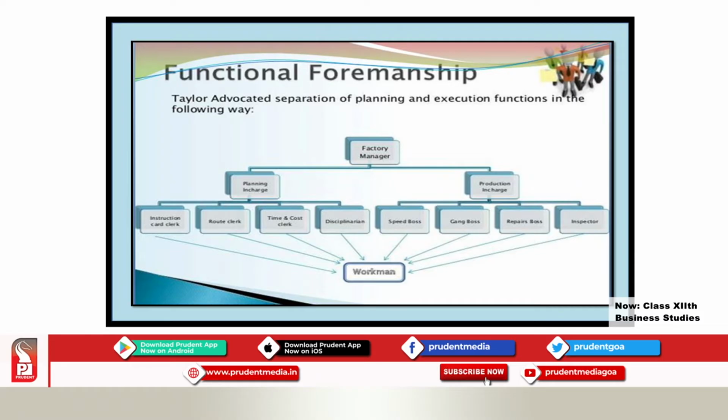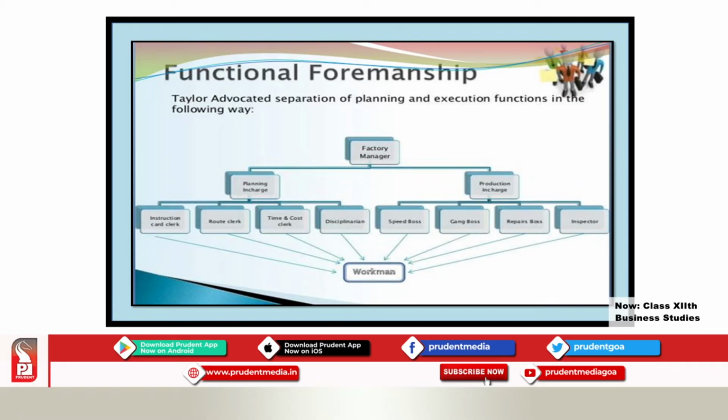In the planning department, he has specified certain foremen who are involved in doing very specific types of jobs. The planning department is involved only in planning the activities, which the workers from the production department will work accordingly. Workers don't have to bother to plan the activities. Workers don't have to think of what they have to do, how they have to do it, how they should follow the steps, what is the sequence of the operation they should follow, what is the cost required to complete a particular job.